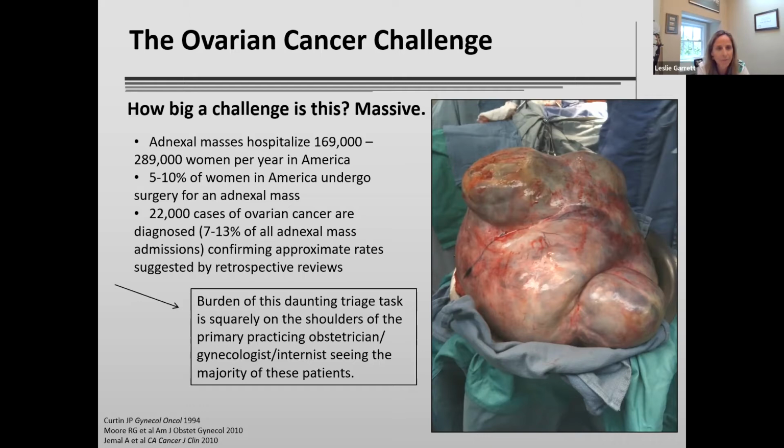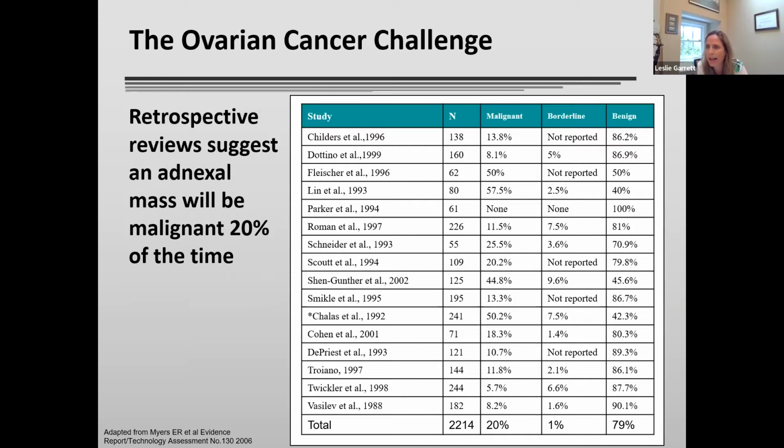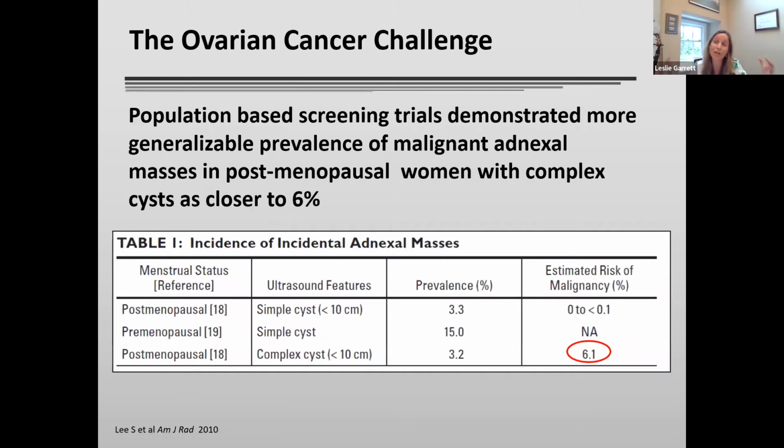So when we look at how many adnexal masses will be cancer, when we look retrospectively, they come up with about a 20% prevalence rate, which of course seems way too high. That's probably because these retrospective reviews are biased towards higher risk patients. So when you look at studies altogether, 20% being malignant, 80% being benign. When we look more at population generalizable groups of women, we see that it's actually much lower, thank goodness. It's not 20%, and it's thought to be closer to about 6%, and maybe even lower for premenopausal patients.